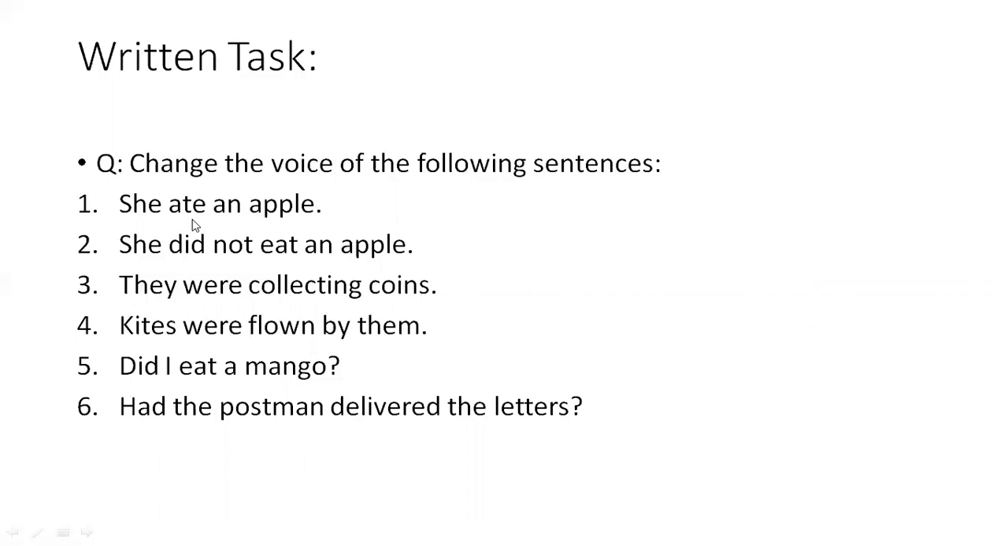First of all, when you are changing these sentences into passive voice, you have to look at the type of tense used in each sentence, whether it is simple past tense, past progressive tense or past perfect tense. So when you identify the type of tense in the sentences, you will easily be able to use the related auxiliary verb in the passive voice.